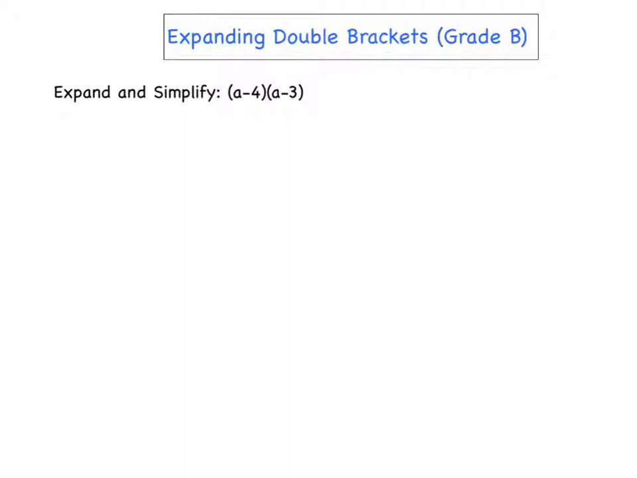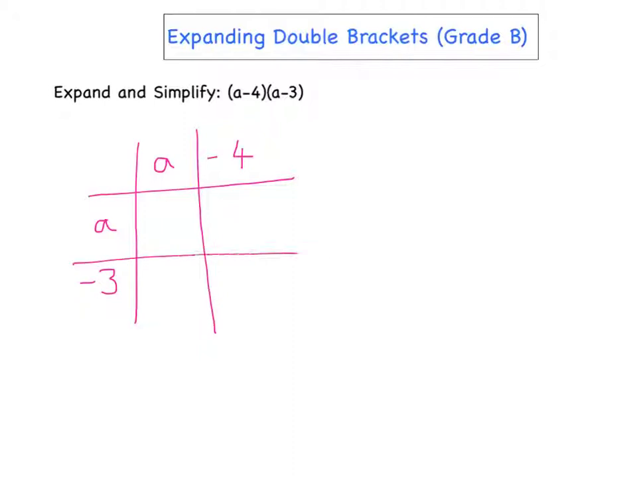In my third example here, I've got negative terms in both of my brackets. Still going to use my multiplication grid. So the first bracket I've got a and negative 4, and in the second bracket, a and negative 3. Remembering that I'm multiplying the terms together, so I've got a squared, a times negative 4 is negative 4a, negative 3 times a is negative 3a, negative 3 times negative 4 is positive 12.